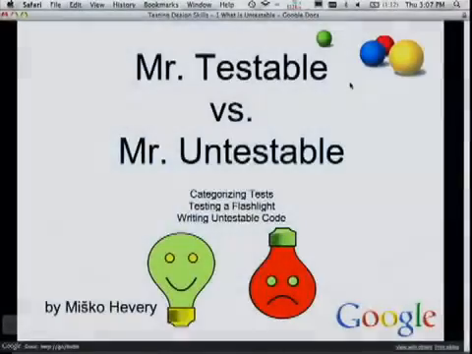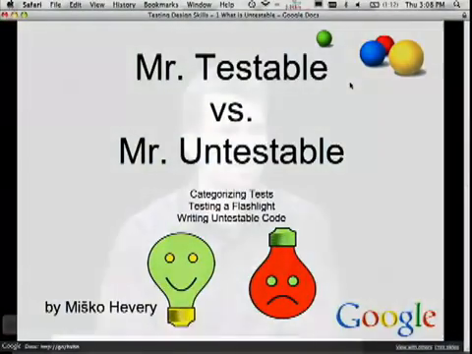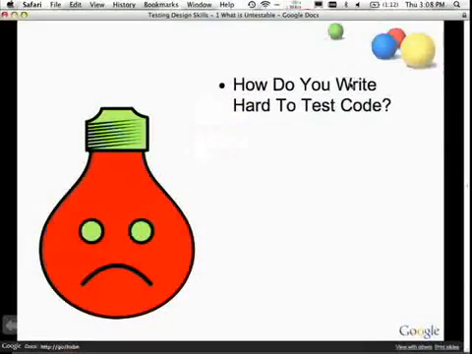So today we're going to talk about how to write untestable code, because we're all so good at it. How do you write hard-to-test code? It's very monolithic. It's monolithic, okay. Non-deterministic. Non-deterministic, exactly, okay, that's good.